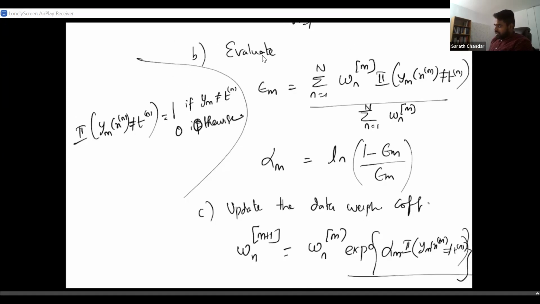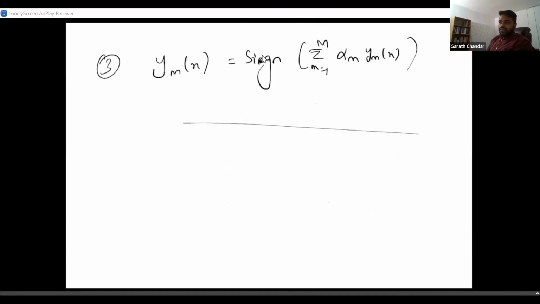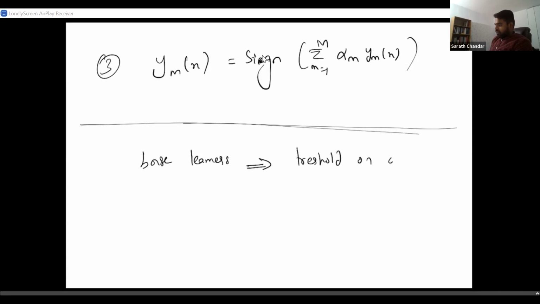Okay, so now let's actually do an example. We are going to consider boosting, where the base learners are just a threshold on one of the input variables. So this is a very simple classifier. This classifier actually has a name. It's called a decision stump.